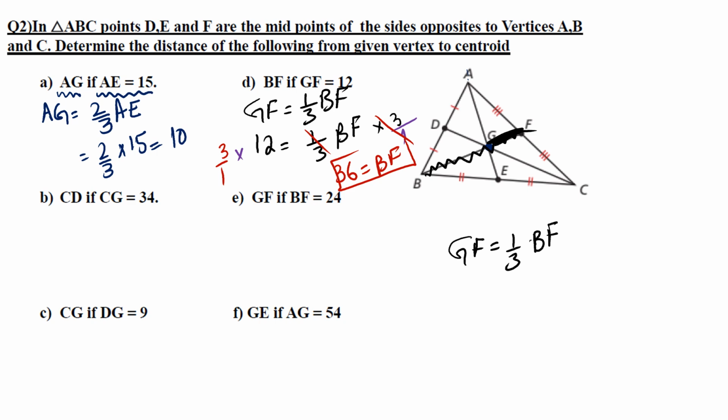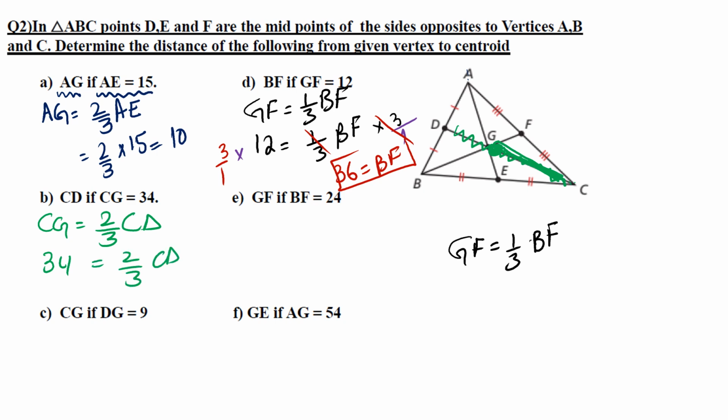Find CD if CG is equal to 34. Okay, so let's try. Where is CD? CD is here. So CD is the whole length, and CG is the line joining the center coming from the vertex. So what is the relation of the line coming from the vertex to the center, to the whole line? You know that it is covering 2/3. It means that CG is equal to 2/3 of CD. What is CG? It is 34, equals 2 by 3 of CD.